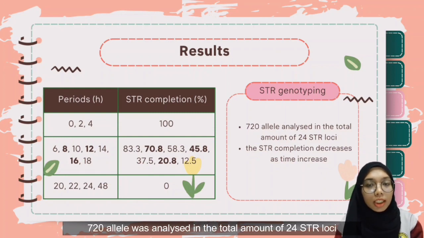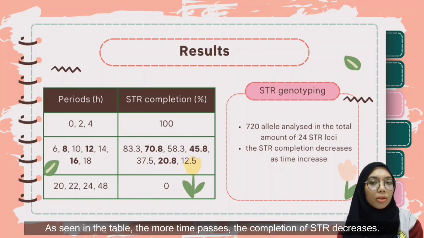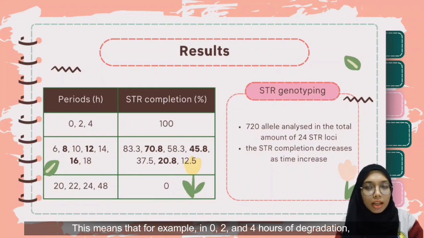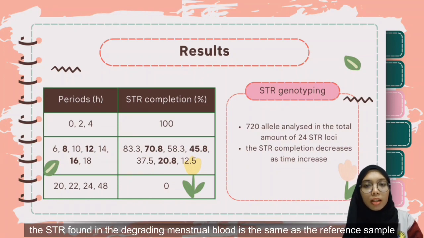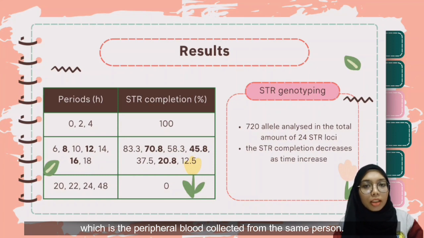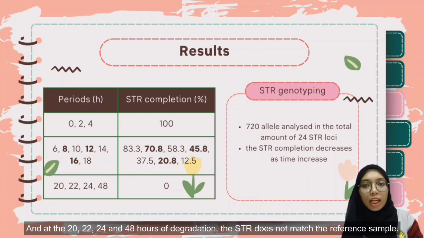720 alleles were analyzed in a total of 24 STR loci. As seen in the table, the more time passes, the completeness of the STR profile decreases. This means that, for example, in 0, 2, and 4 hours of degradation, the STR found in the degrading menstrual blood is the same as the reference sample, which is the peripheral blood collected from the same person. And at 20, 22, 24, and 48 hours of degradation, the STR does not match the reference sample.